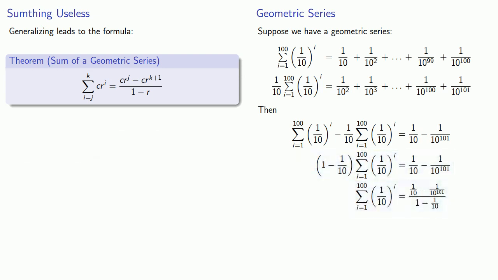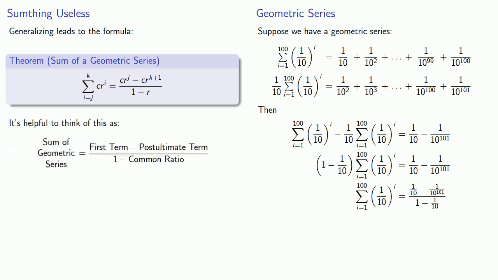Again, if you insist on spending your time memorizing a formula, then one way we can look at this is that the sum of the geometric series is the difference between the first term and the post-ultimate term divided by 1 minus the common ratio.